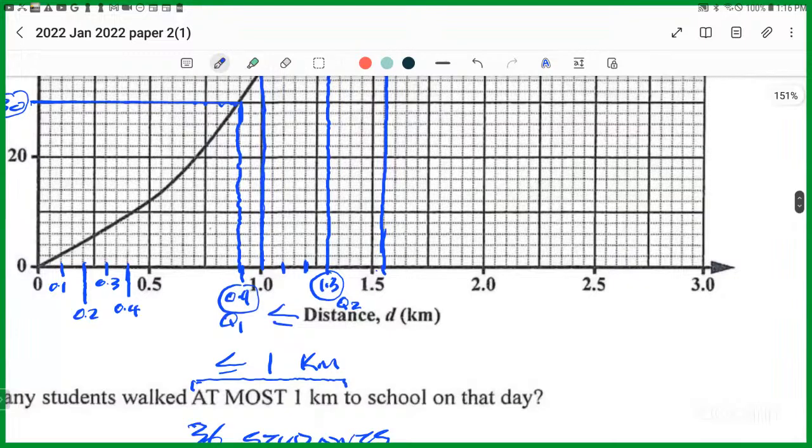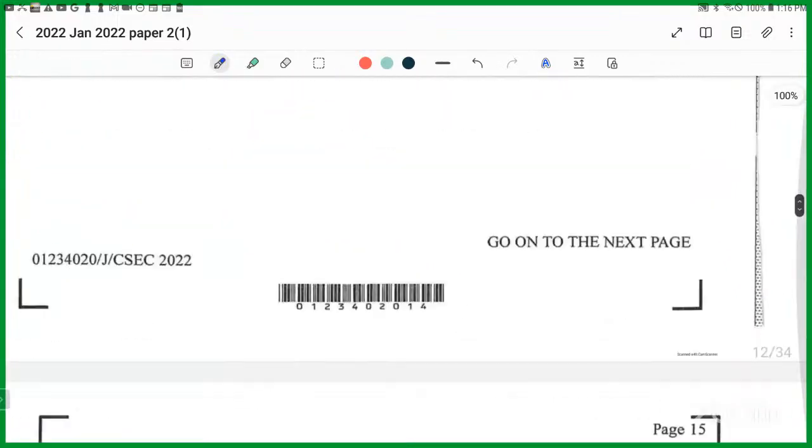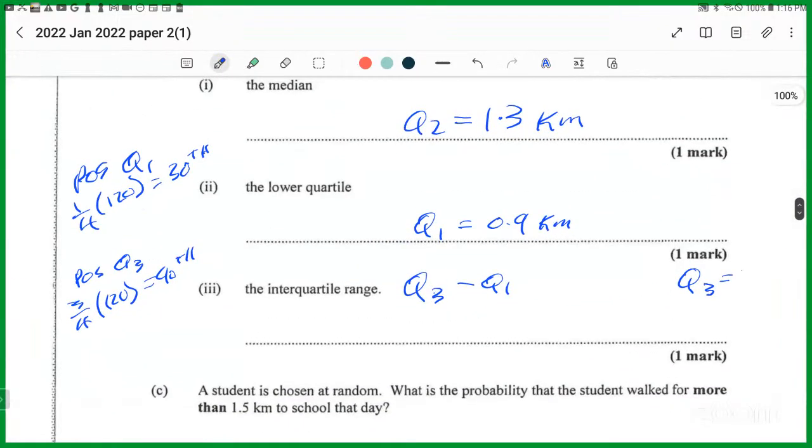This is 1.5. This is 1.6. Halfway between 1.5 and 1.6 is 1.55. So right here is 1.55 kilometers, and that is your Q3. So this down here is 1.55. And so the interquartile range becomes equal to 1.55 minus 0.9.